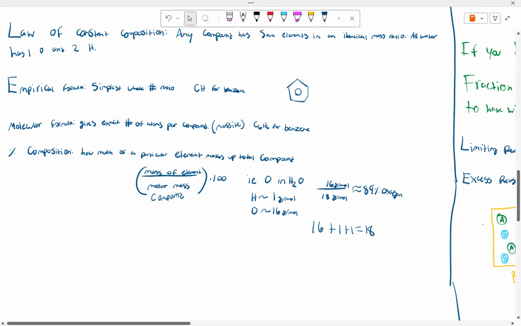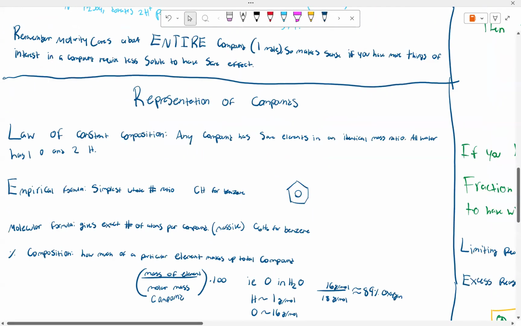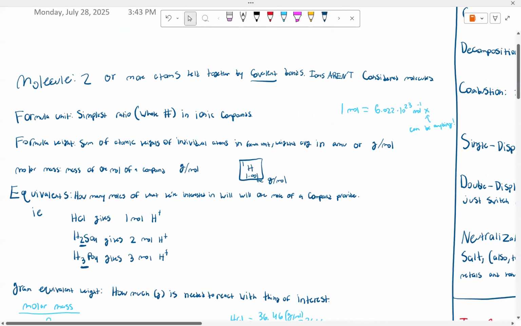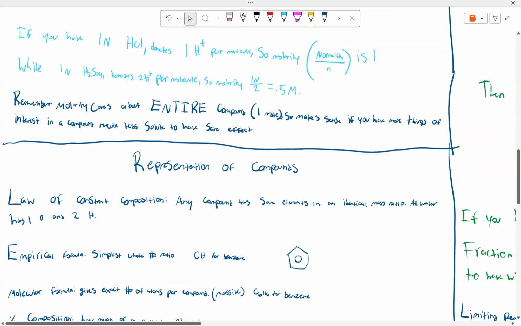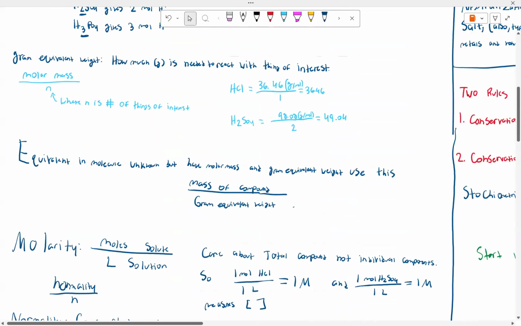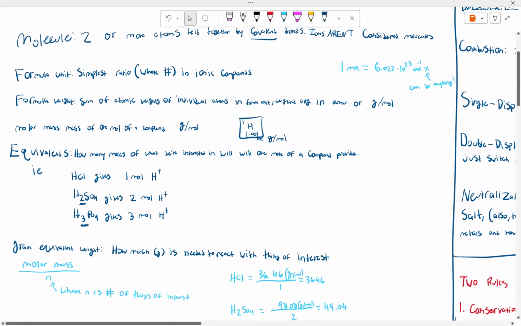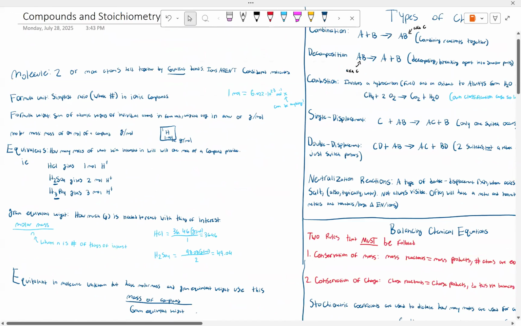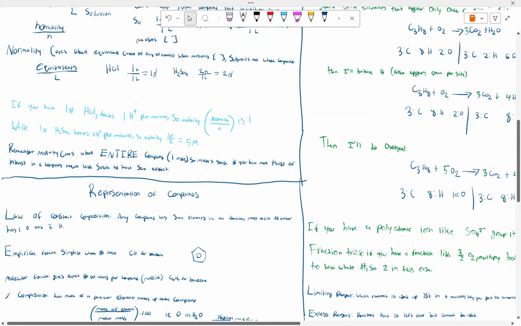And remember, empirical formula and molecular formula might look a little different. When you're looking at formula unit and formula weight, remember, formula unit is pretty similar to your empirical formula, and molecular formula is pretty similar to formula weight over here. More or less the same thing. I think that's all I wanted to say over here. Let me just make sure.